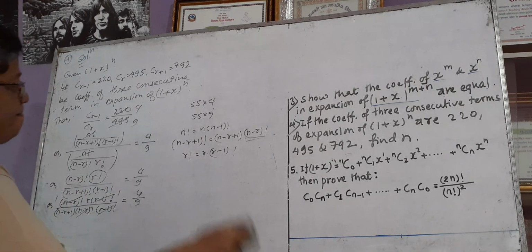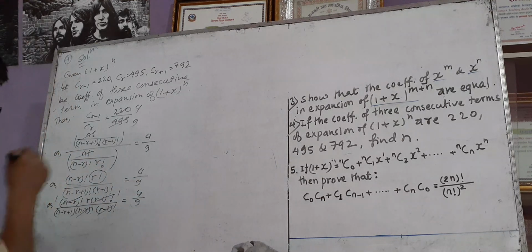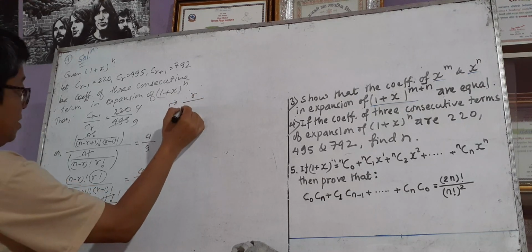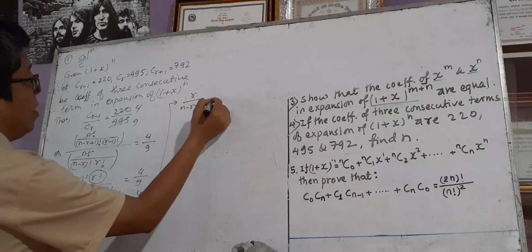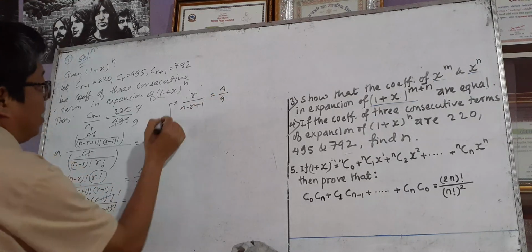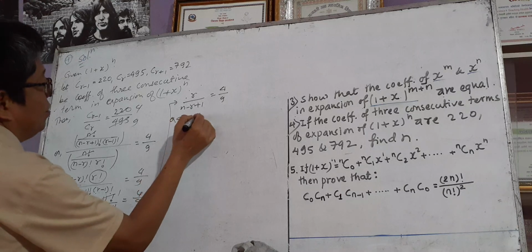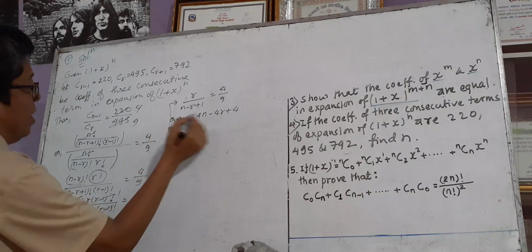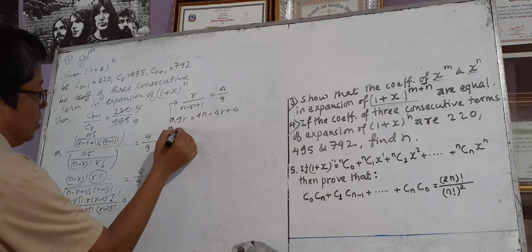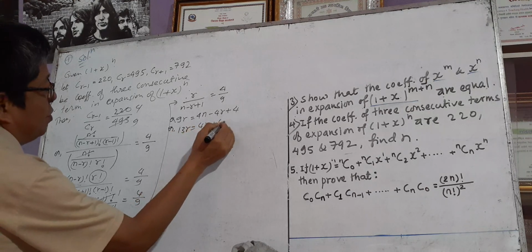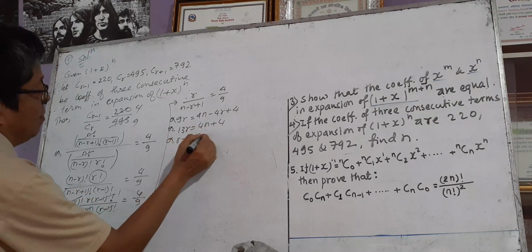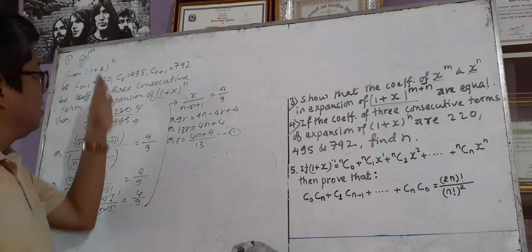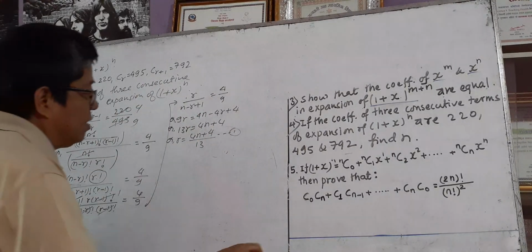We get the result r by n minus r plus 1 equal to 4 by 9, or 9r equal to 4n minus 4r plus 4 by cross multiplication. And this means 9r becomes plus, and 9 plus 4 is 13r equal to 4n plus 4, or r equal to (4n plus 4) by 13. That is equation 1. Always find the value of r in such type of problems, and replace it in the other relations.